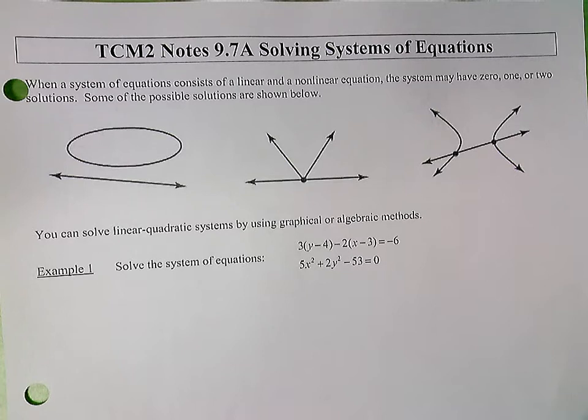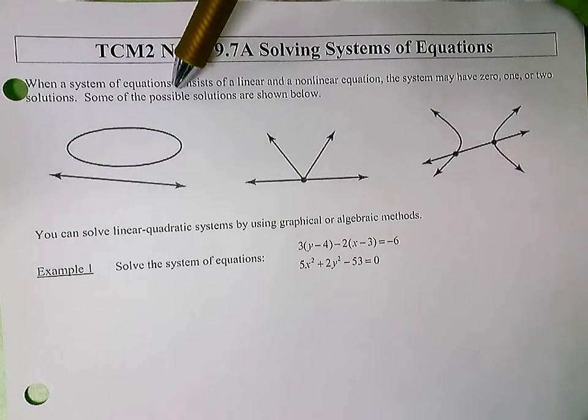So when a system of equations consists of a linear and a nonlinear equation, the system may have 0, 1, or 2 solutions.